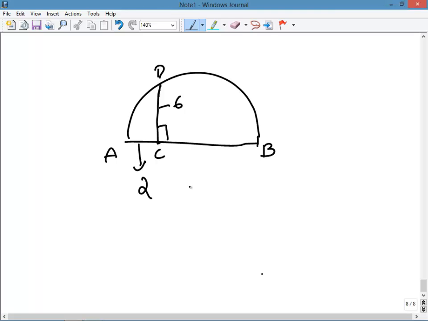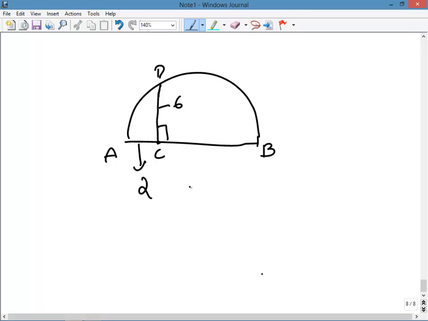Observe, you are going to apply radius, tangent, chord. How much? Use radius. Use radius. If you use radius, you find it.